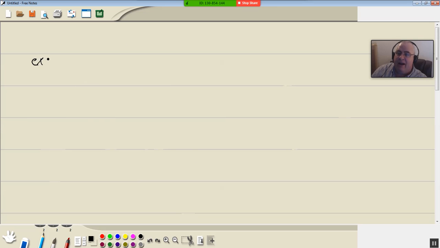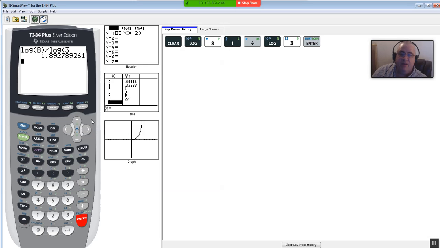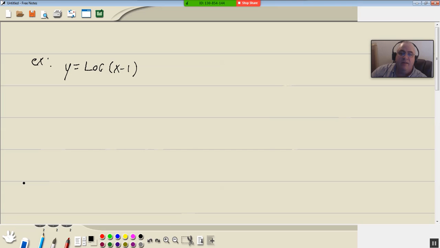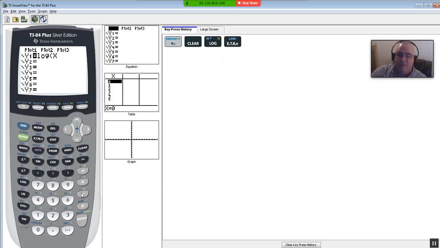First off, if you want to graph something that does not have any extra base, like log of x minus 1 or natural log, ln, you do nothing but simply type it in. So if I go to y equals, press clear, then I just put in log of x minus 1, and then you press graph.